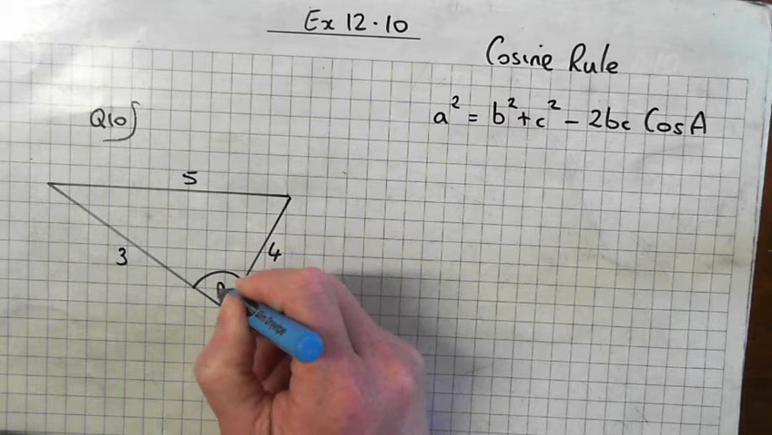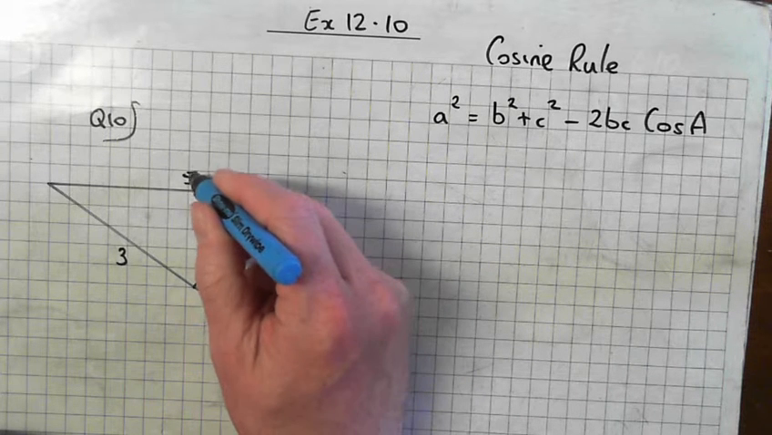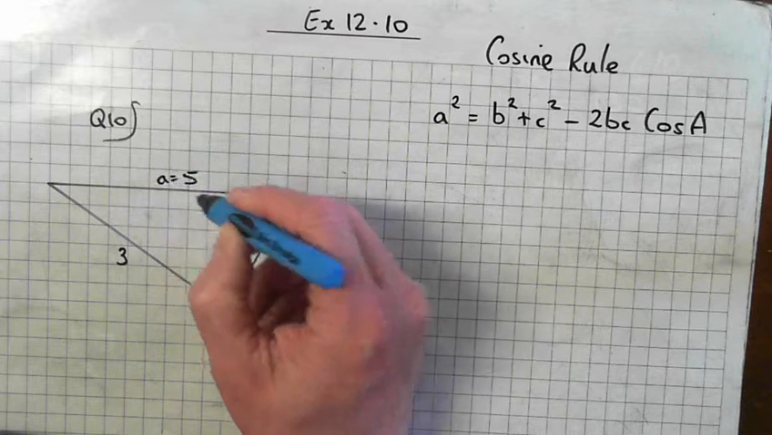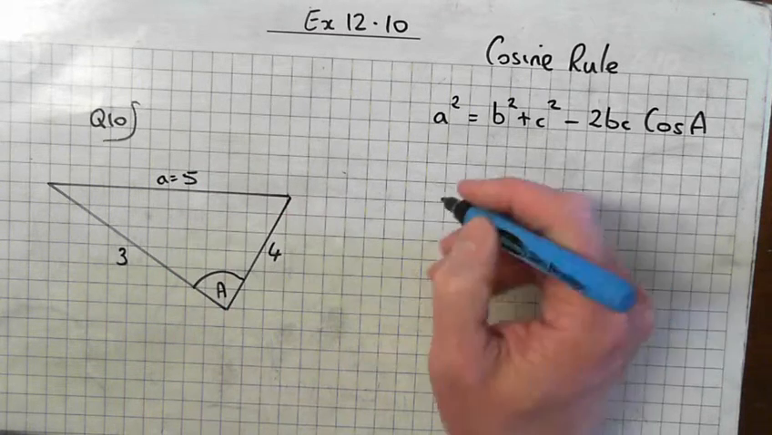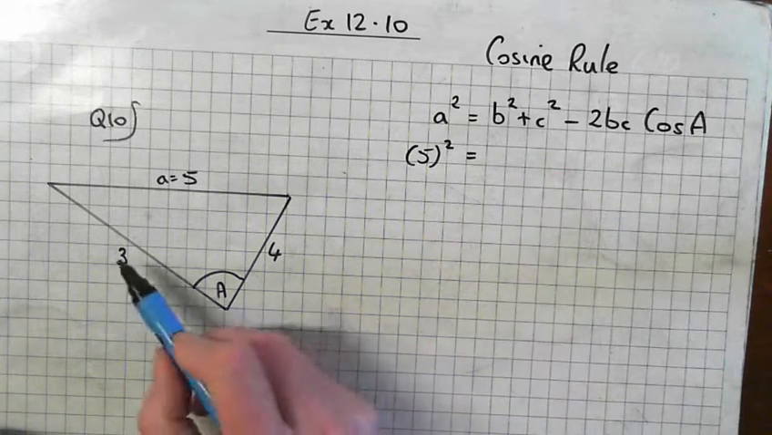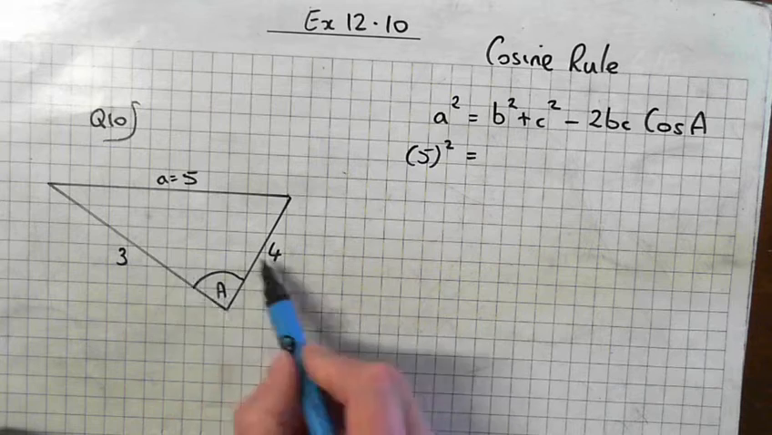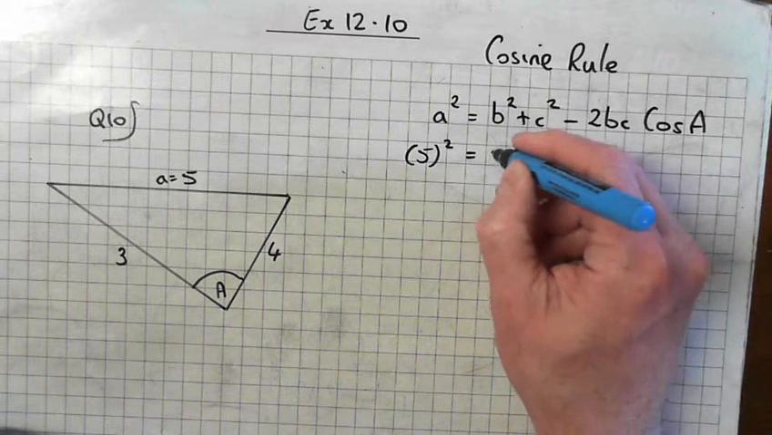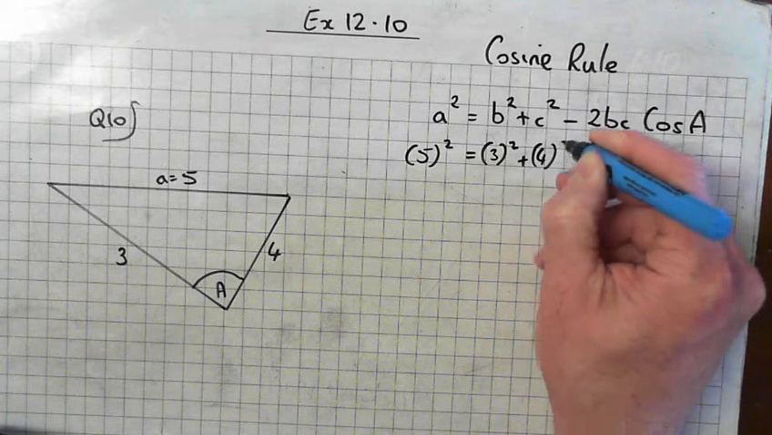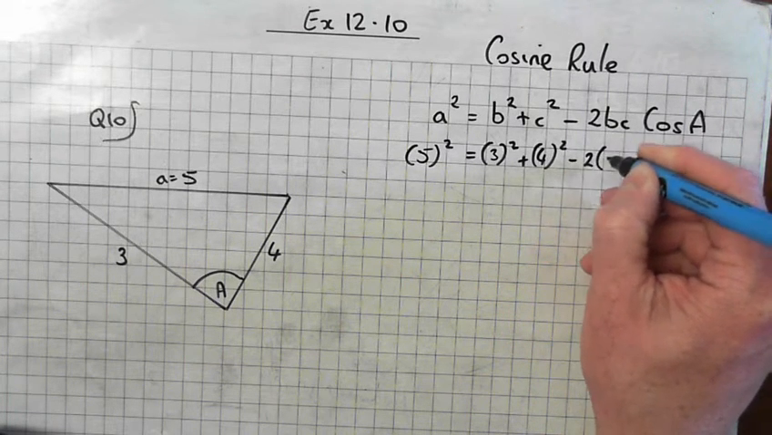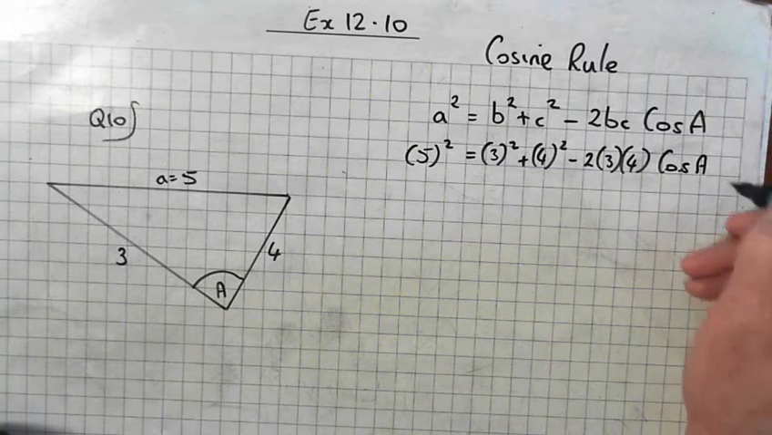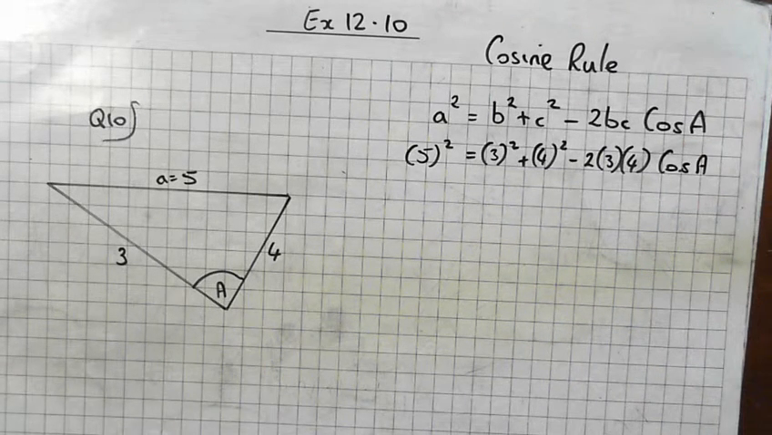So this is angle A. The angle A, this is side A. Look it up: side A is opposite angle A. So it's 5 squared is equal to, this is B and C, or B and C, either side. So 3 squared plus 4 squared, minus 2 times 3 times 4, cos A. All you do is fill in the formula.